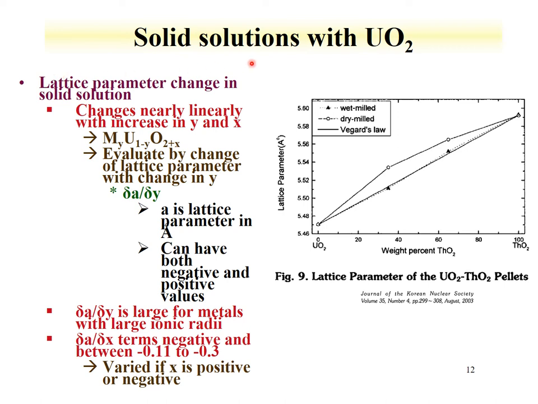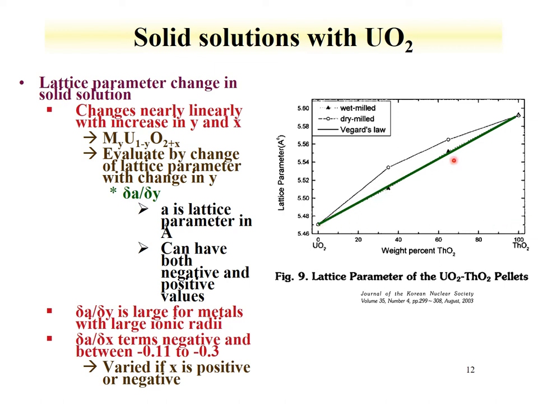So as we saw in the previous slide, if we start adding components to UO2, the structure doesn't change, but the lattice parameters might. Here's an example of the lattice parameters of uranium thorium dioxide. As we see here, with this wet milled condition, there's a very linear relationship. This is called Vegard's law between uranium dioxide and thorium dioxide. This axis is weight percent thorium dioxide, so here's 100 weight percent uranium, 100 weight percent thorium.